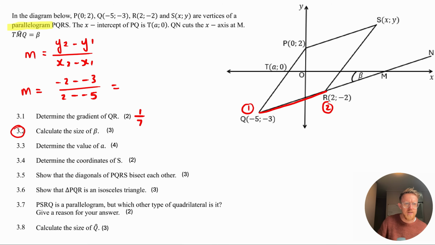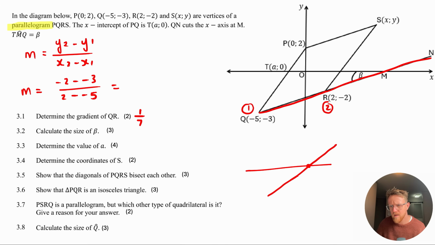This question here says calculate the size of this angle. What we need to understand is that if you extend this line, then at this point M over here we have a line going through like that. And this here is beta. We know the gradient of this line. And remember that beta is also the same over here because of vertically opposite angles.